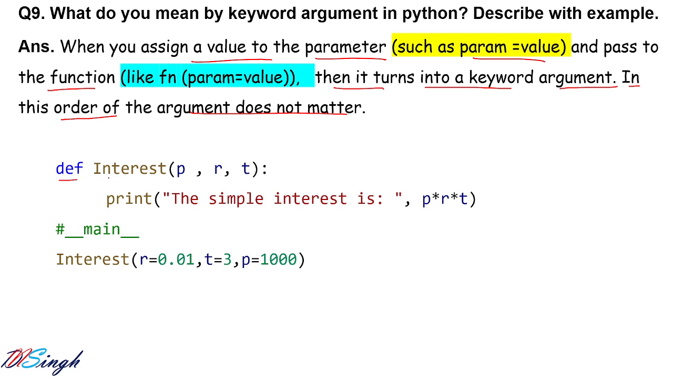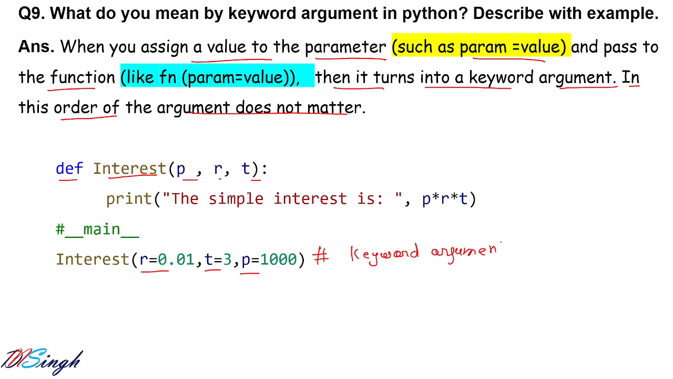So here you have def interest, P, R and T. Now we are using the same variables at the place of the function call, like R, T and P. So in any order I can write, order is not important. And what we are using here, this is a function call and an example of keyword argument.